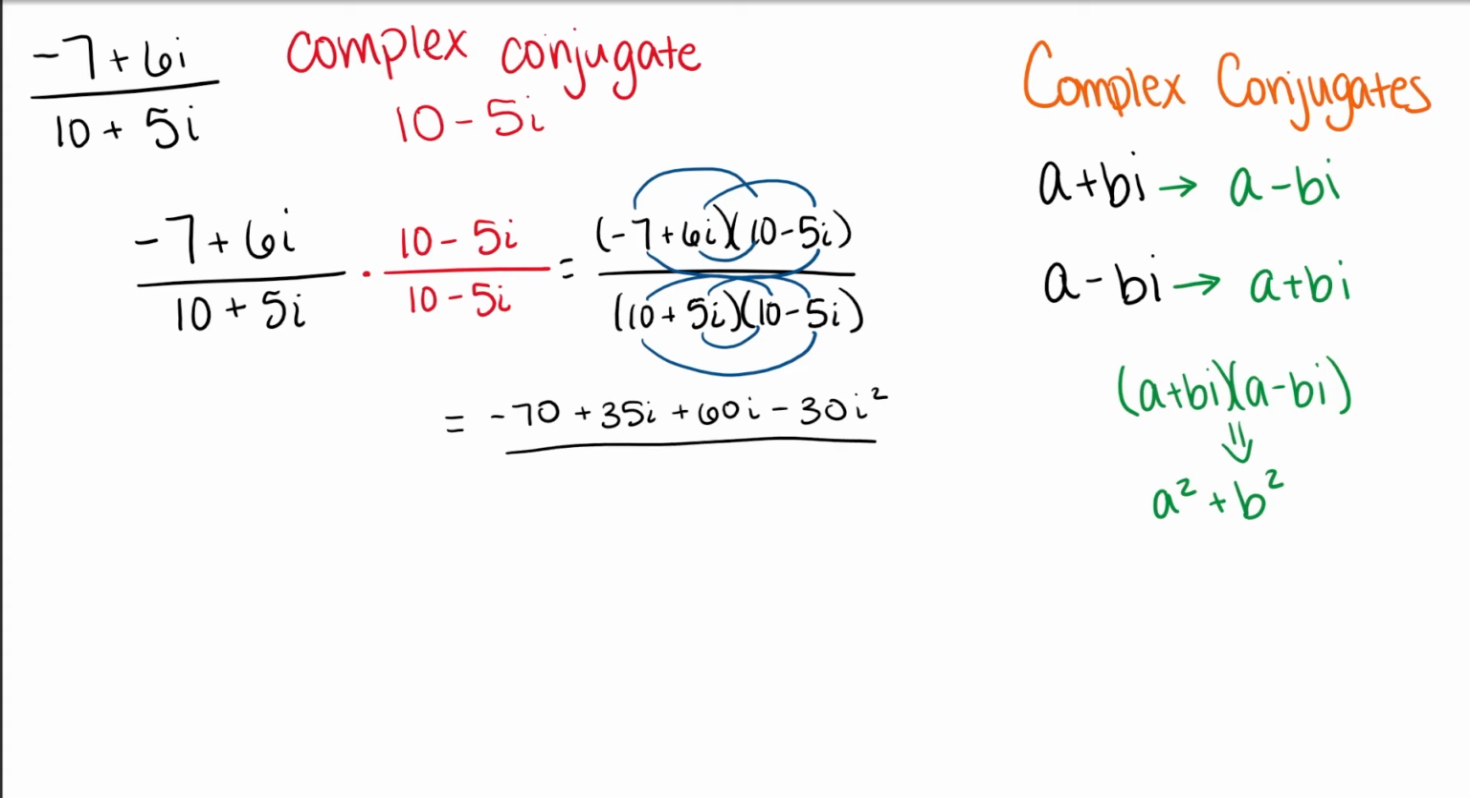In our denominator, we have 10 times 10 is 100. 10 times negative 5i is negative 50i. 5i times 10 is positive 50i. And 5i times negative 5i is negative 25i squared.